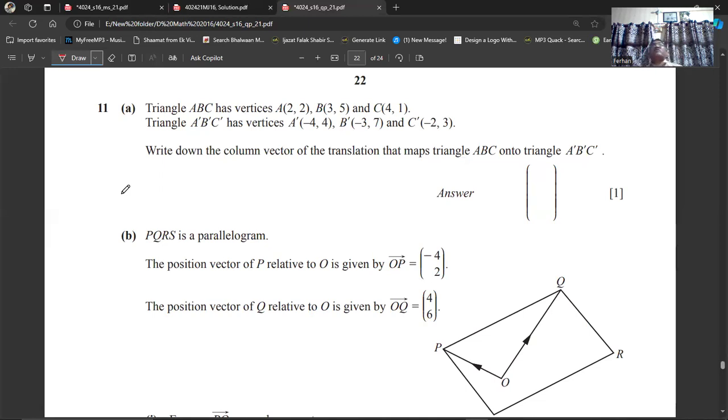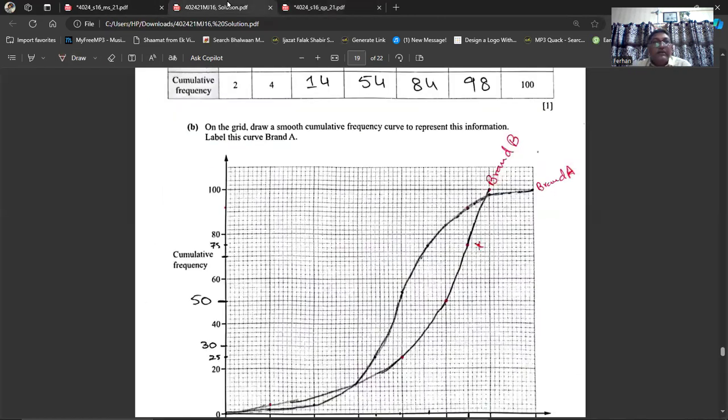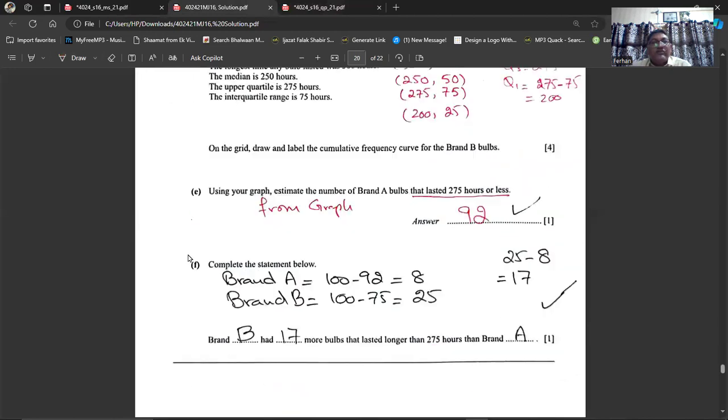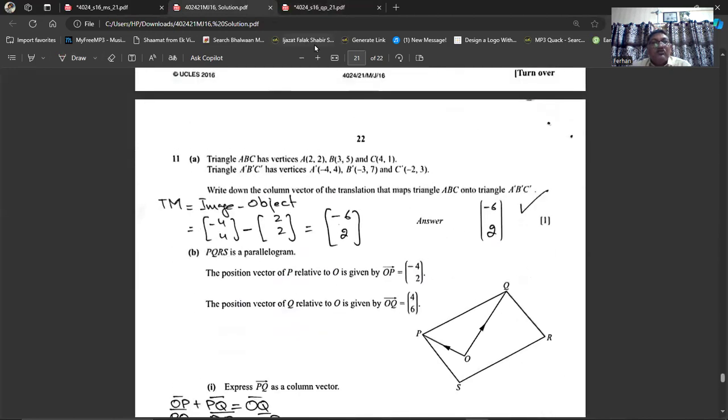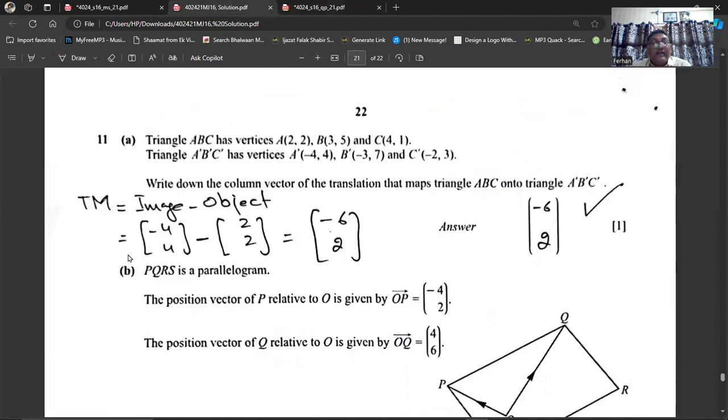The translation matrix is image minus object. So the image minus object we can very easily find out. I will take a single point and its image. From the image coordinates, I will subtract the object coordinates. I will write them as position vectors, column vectors. So from A', (-4, 4), I'm subtracting A, (2, 2). So you will have (-6, 2).